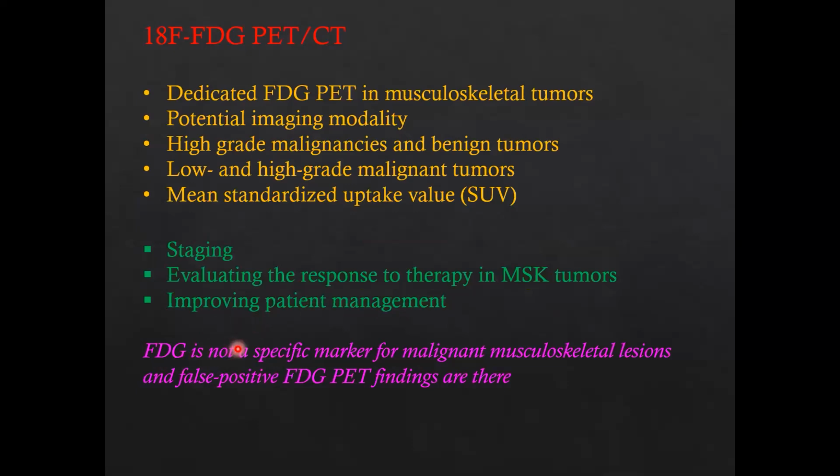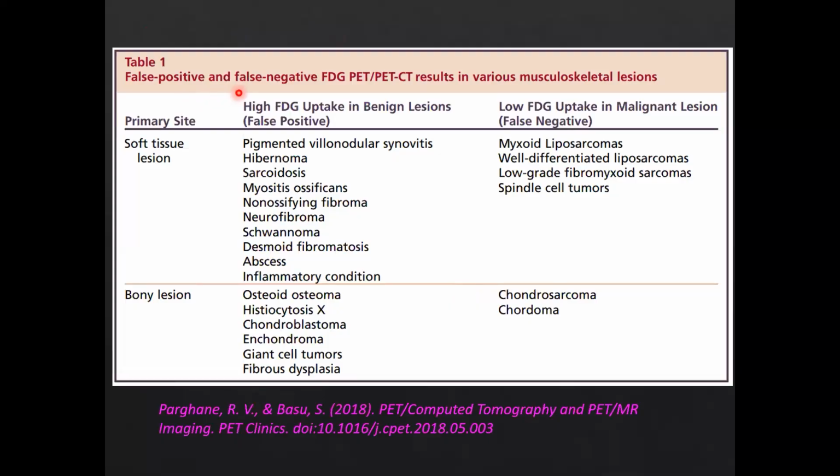So FDG is not a specific marker for malignant musculoskeletal lesions, and false positive FDG PET findings are there. Coming to this table, which shows various false positive and false negative FDG PET results in various musculoskeletal lesions, there is a big list actually. You may be wondering how come the FDG PET is being used.